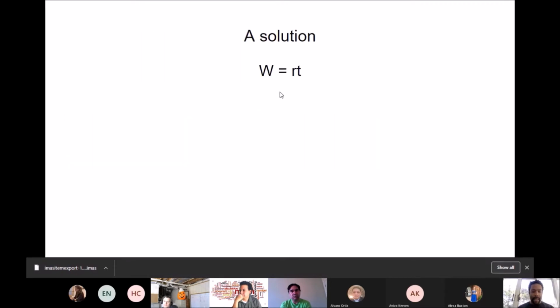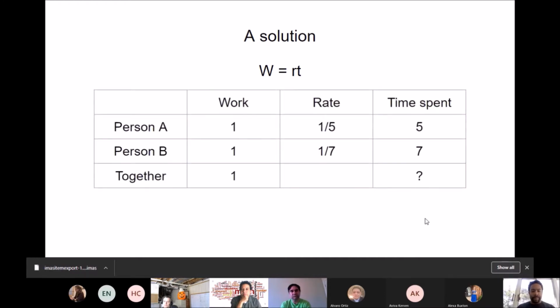One of the ways that people think about doing it is by using the work equation: the work done is the rate at which you do the work times the amount of time it takes you to do it. Lots of times people form a table where you put the work, the rate, and the time spent, and then you're trying to figure out how much time it takes for them to work together, using this equation.